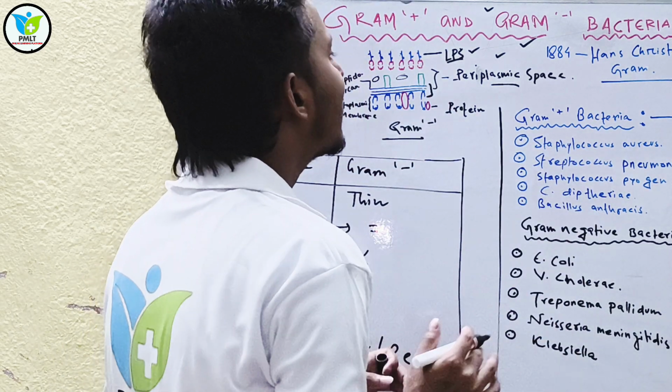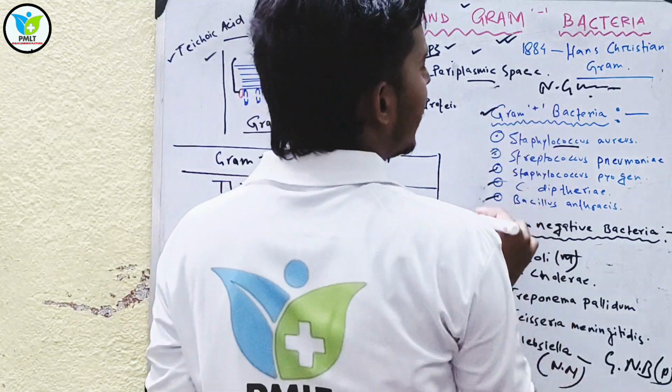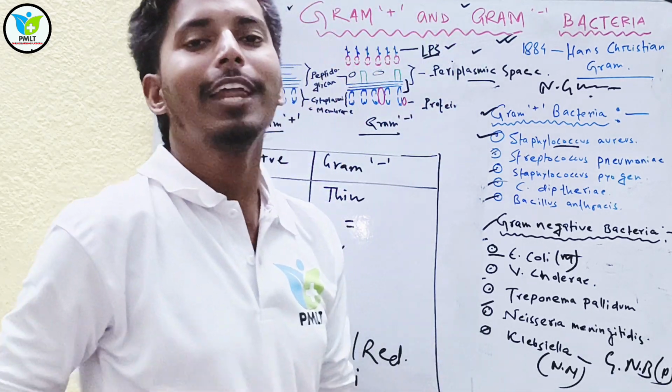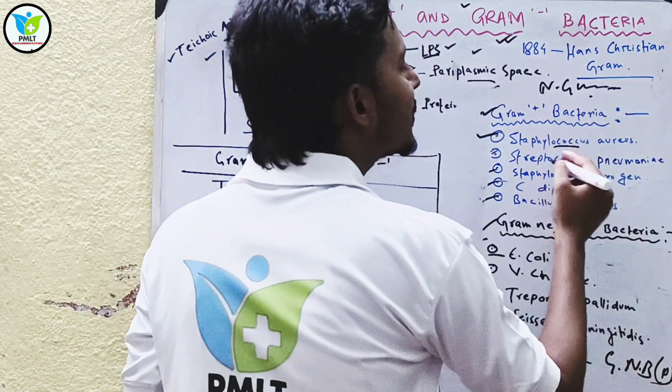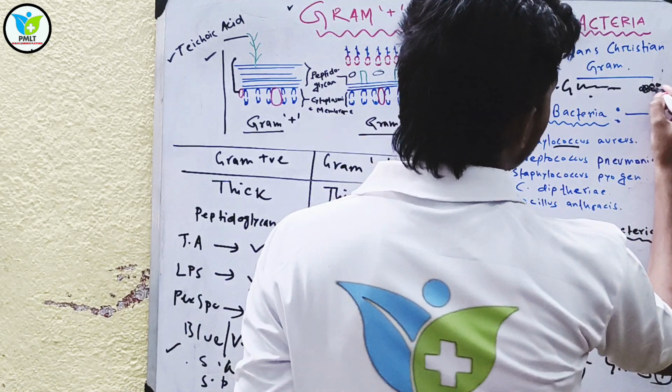After that, coming to gram-positive bacteria. Firstly, Staphylococcus aureus. We understood Staphylo in the first lecture. Staphylo means grapes, a grapes-like structure.